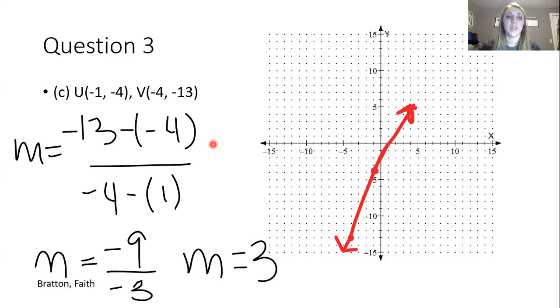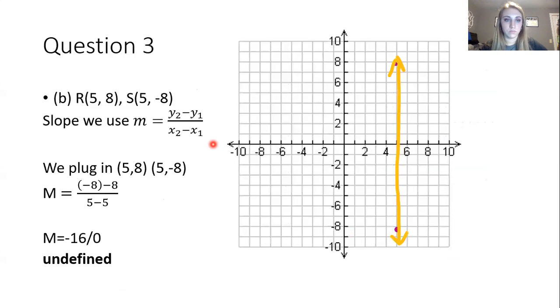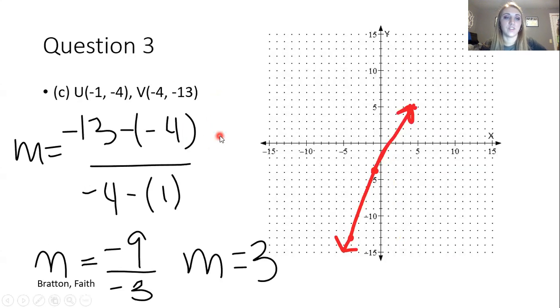For question 3, we have U is negative 1, negative 4 and V is negative 4, negative 13. We're going to use the same thing we did before: y2 minus y1 over x2 minus x1. So we get negative 13 minus negative 4 over negative 4 minus negative 1. We get negative 9 over negative 3, so m equals 3. To find the slope, we use the same formula and plug in the numbers to get that.